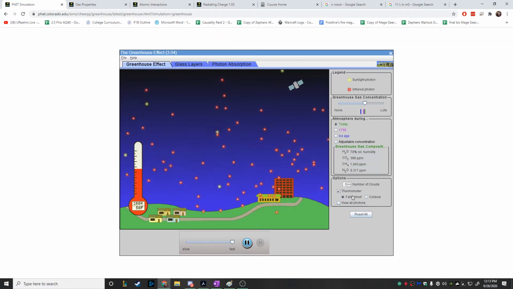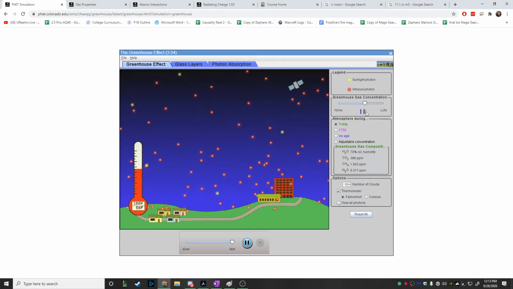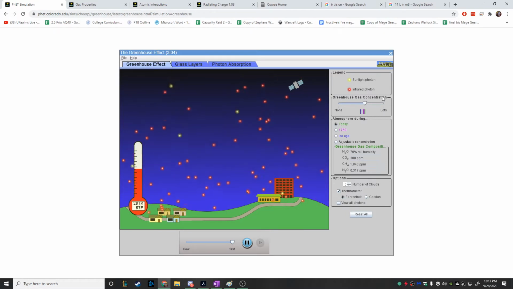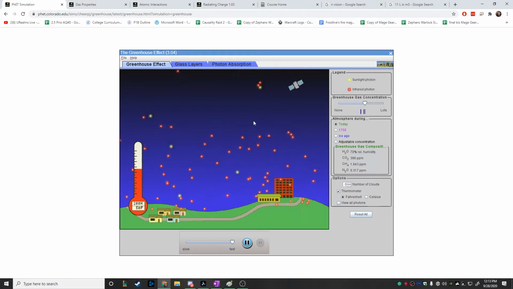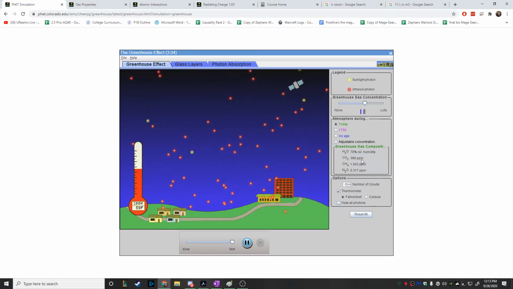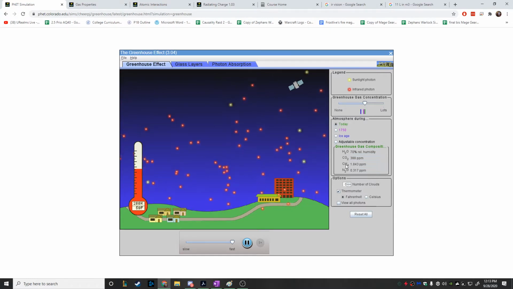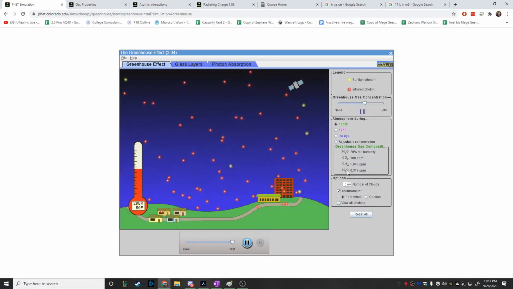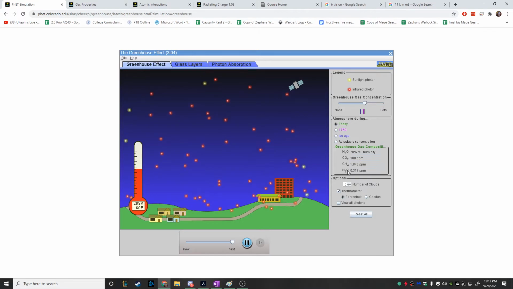Okay, so what we can do right here is change the greenhouse gas concentration. So what's the greenhouse gas? Specifically, in this case, it's basically carbon dioxide, stuff like H2O, CH4, which is methane, and then N2O. What is this? Nitrous oxide?